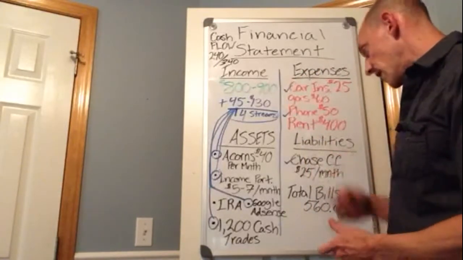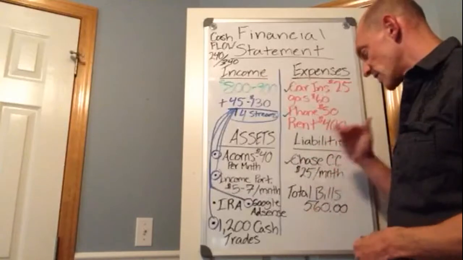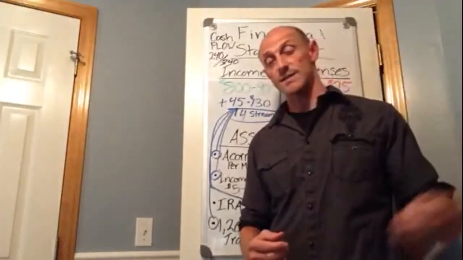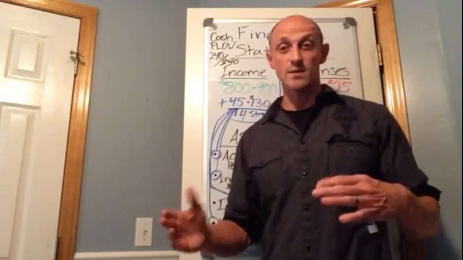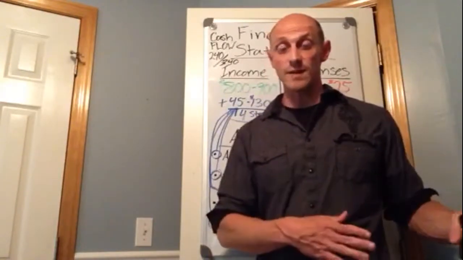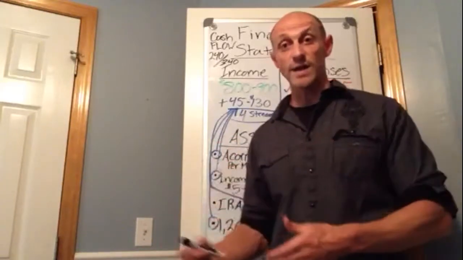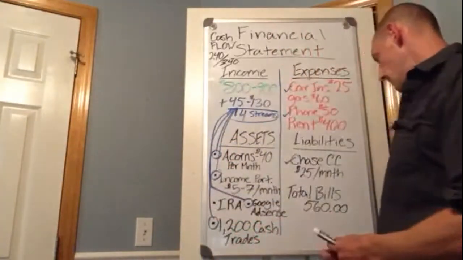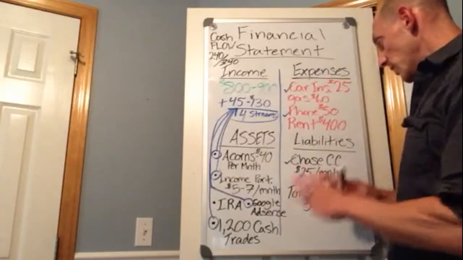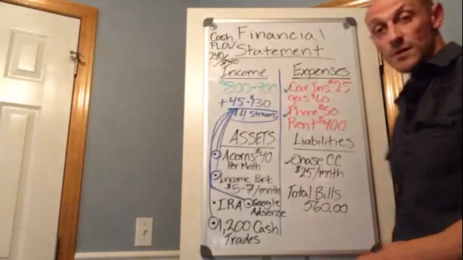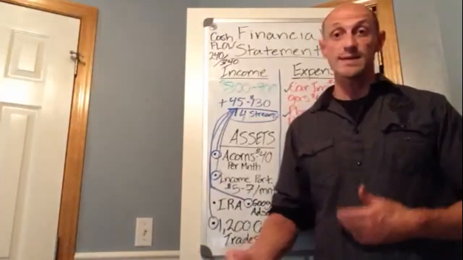Now I have liabilities. I have one credit card right now. It's about $25 a month. I plan on paying that off in the next, I don't know, probably 3 or 4 months. So that's a goal that I've set up for myself. And if you have similar goals, you want to apply that to your financial statement. So total bills right now, if I add all this up, I come to roughly about $560 a month. For me that's not bad.